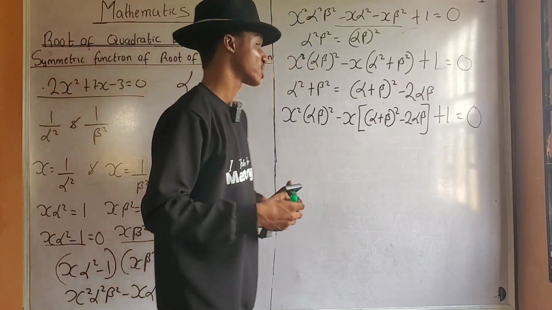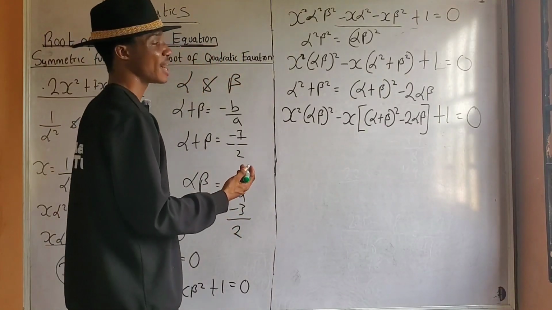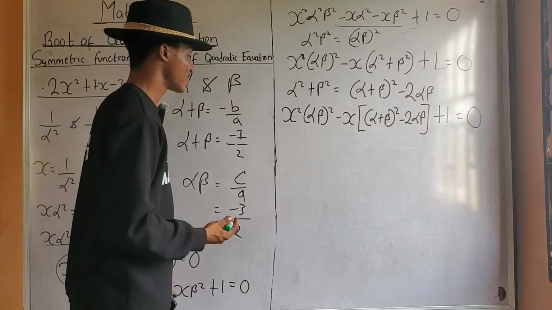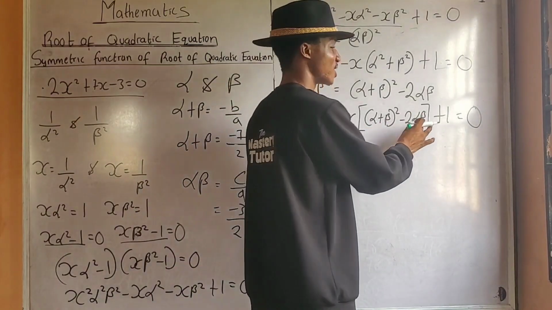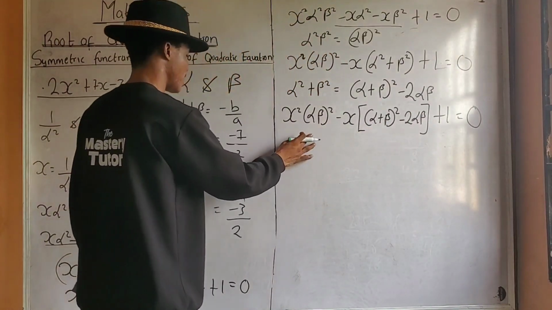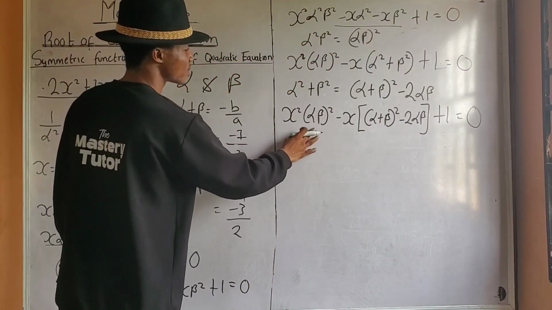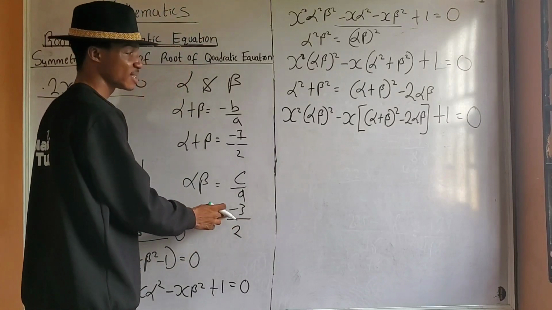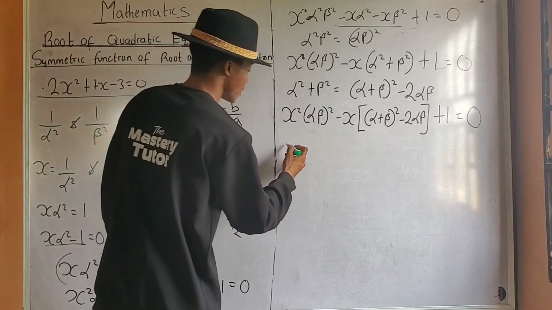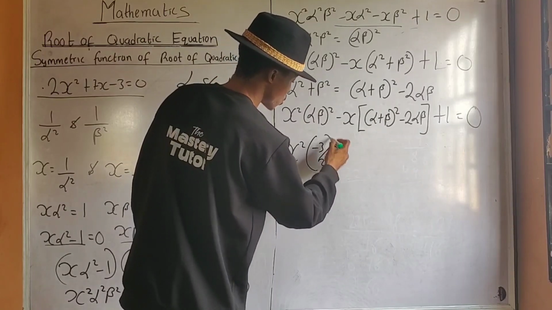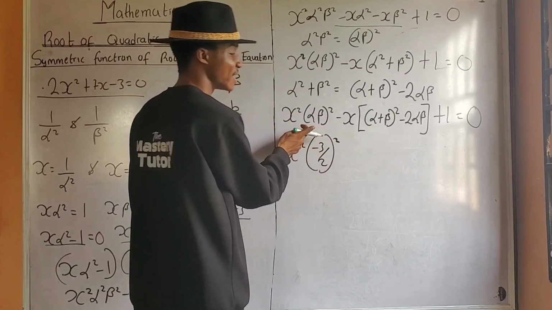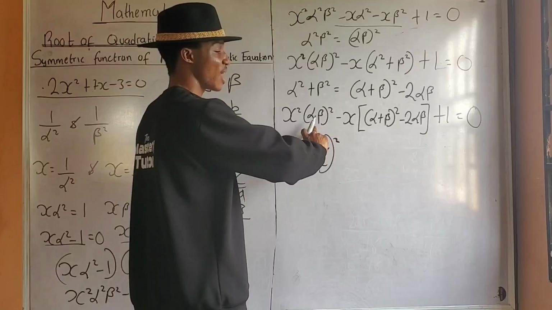Do you know why I need to express the sum of the squares of alpha and beta as this? It is simply because I want to substitute the sum and the product of the roots. As you can see, we have the product here, we have the sum here, we have the product here, so it is easier to simplify this now. Don't forget that the product of alpha and beta is -3/2. So I'm going to have x squared multiplied by -3/2 squared, because we have the square at the top of alpha and beta.